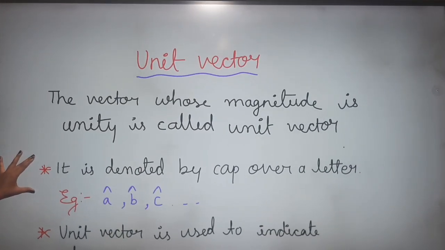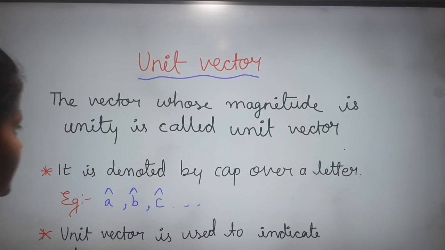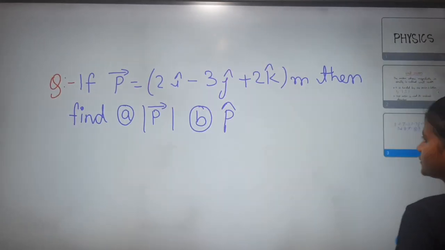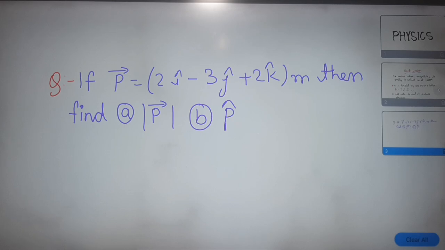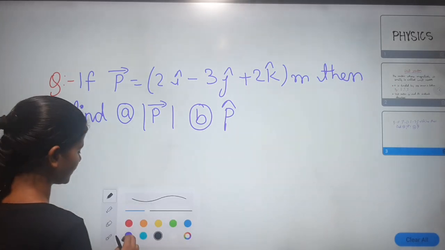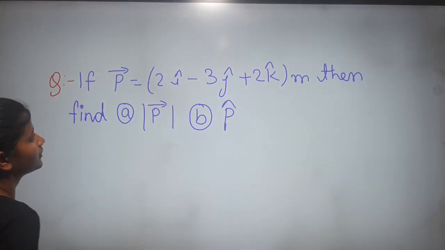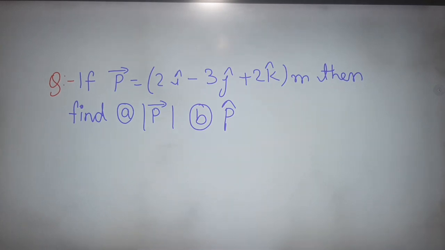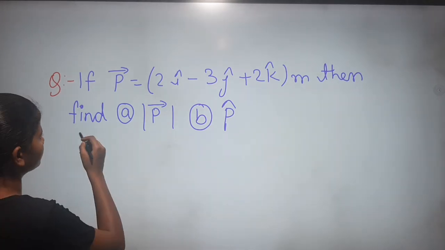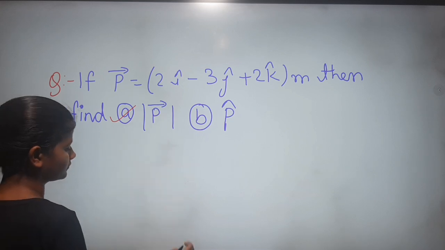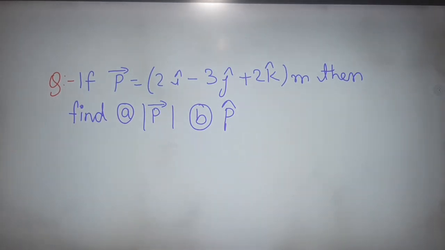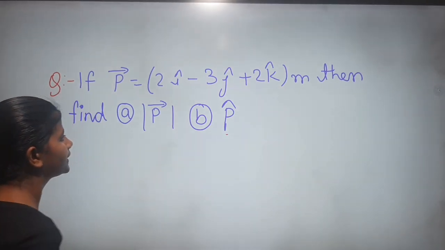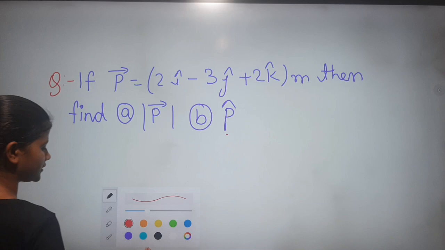Now let's see a question related to this. Here is the first question: if p vector is equal to 2 i cap minus 3 j cap plus 2 k cap meter, then find (a) the mod of the p vector, and (b) p cap. So let's solve this question.